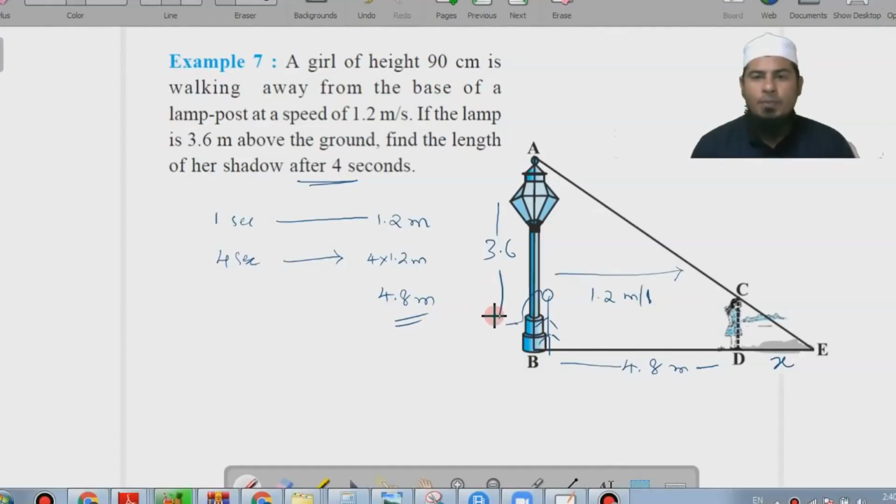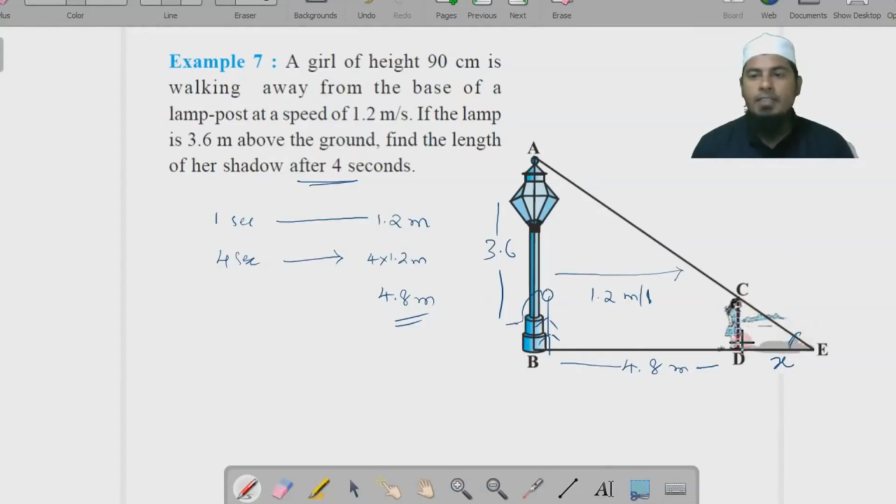So when this type of question comes, there are two right angle triangles, and here the two right angle triangles are similar. How? Because this angle in this right angle triangle and in the big triangle ABE is common, and whenever we are talking about poles and people walking, they are perpendicular to the ground, so 90 degrees. These two triangles are similar by the AA similarity criterion. Then by CPST, the corresponding sides will be in the same ratio, and we can find the answer. So let us see how I am writing.